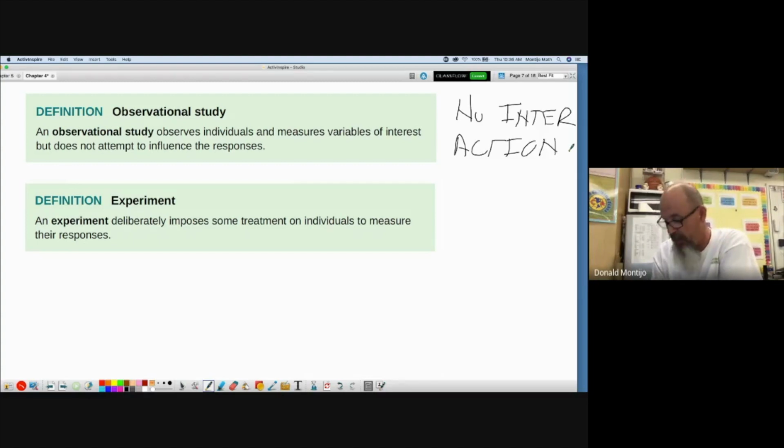Versus an experiment. In an experiment, we deliberately impose a treatment. That's the key to what makes something an experiment. If a treatment is imposed upon the individuals, then we are conducting an experiment. If we do not deliberately impose a treatment on the individuals, then it's simply an observational study. Very, very important that you understand the difference. The big key here is treatment makes it an experiment. If there is not a treatment, it cannot be an experiment.